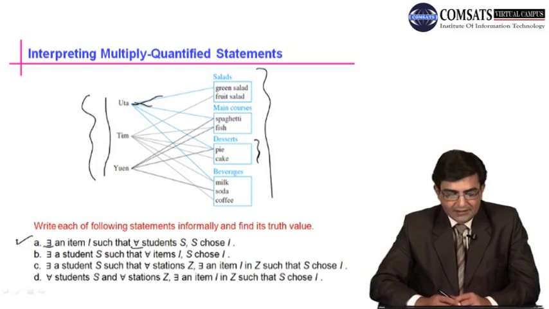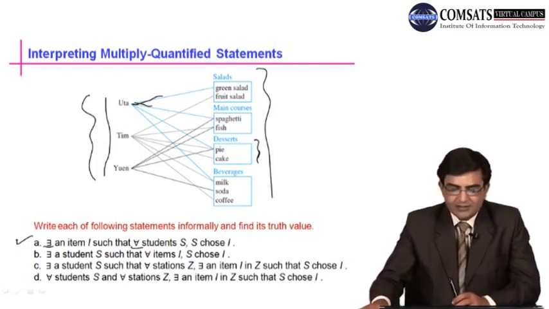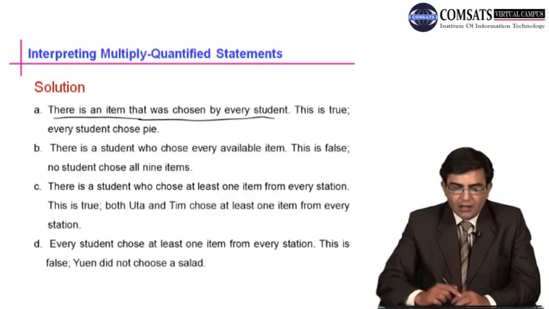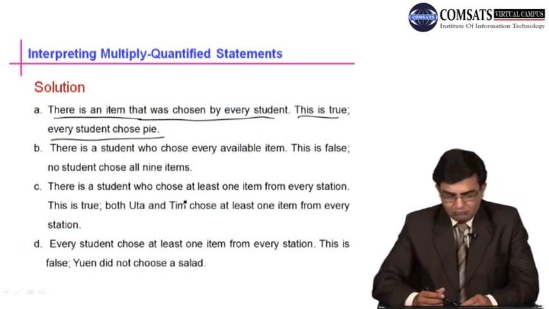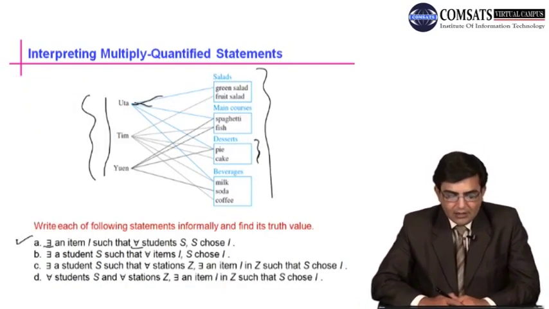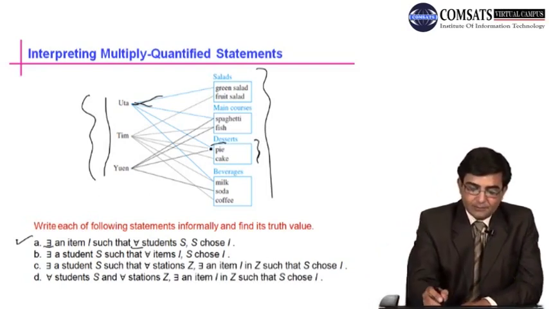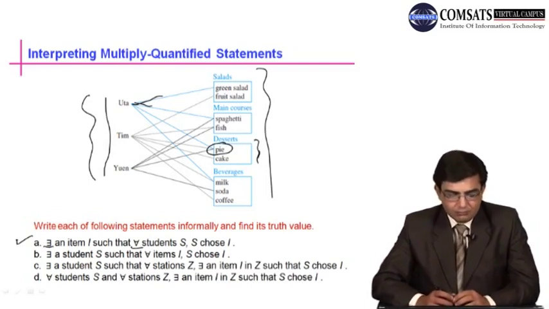So we can say that this statement is true. There is an item which is chosen by every student. Every means all these three students. This is true because every student chooses pie. So all of Uta, Tim and Yuan select pie. So this statement is true. Its truth value is true.